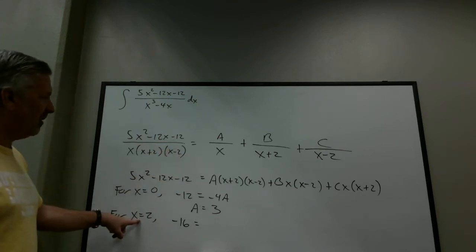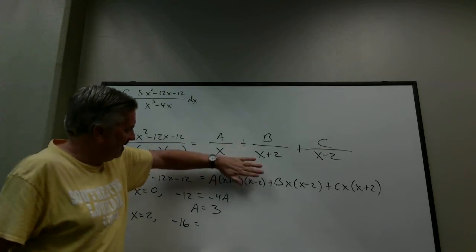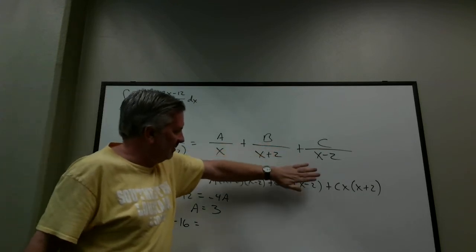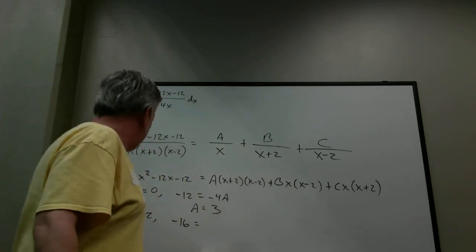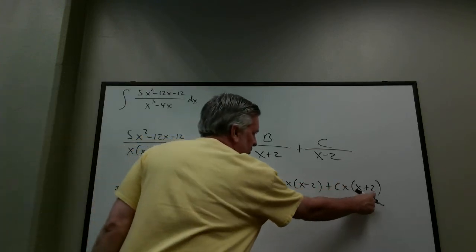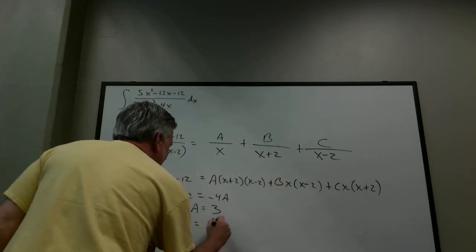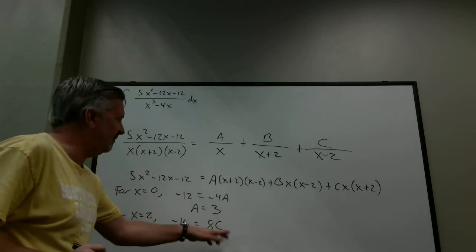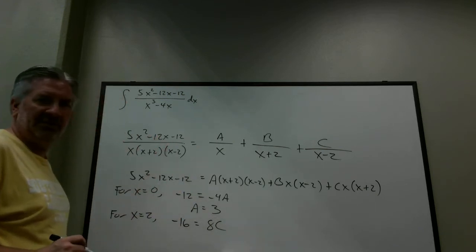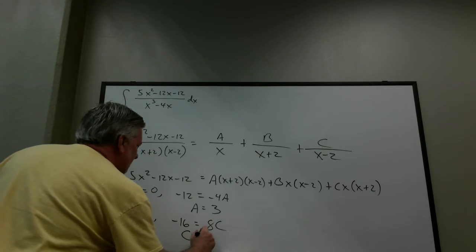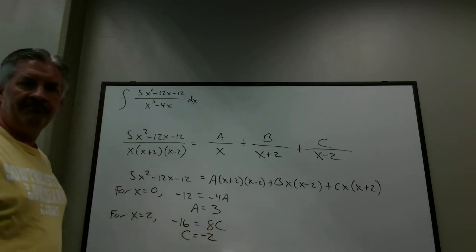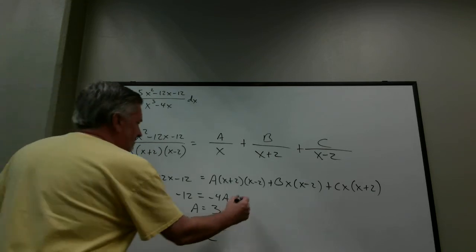When I plug 2 in the right-hand side, this term is 0, that's gone. This term is 0, that's gone. And I'm plugging in 2 down there. 2 plus 2 is 4 times 2 is 8, I get 8c. Right, so again, we eliminated the a and the b and made things a whole lot easier, and so c is negative 2. Okay, not bad.